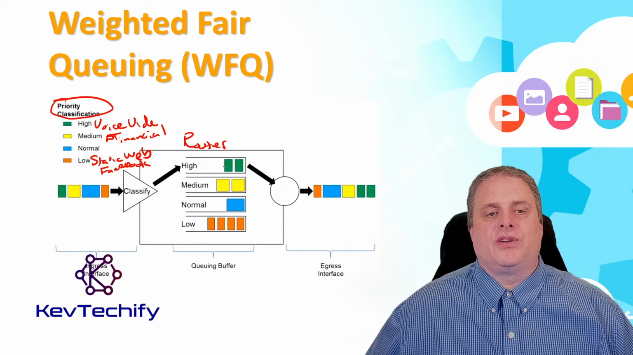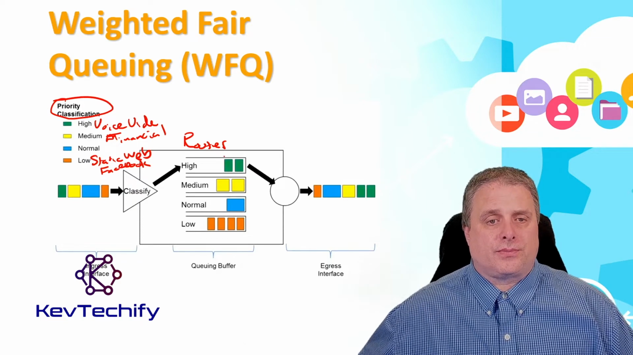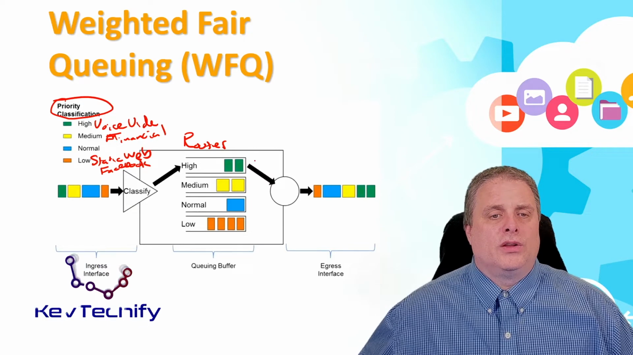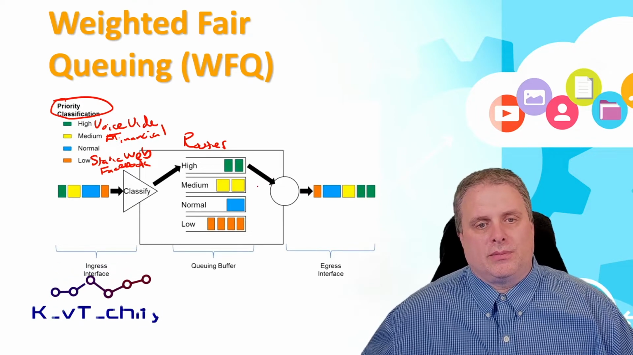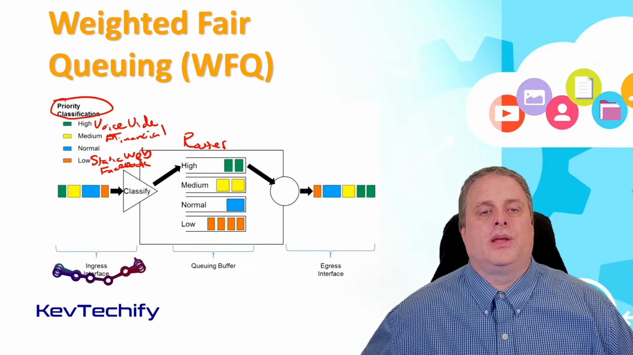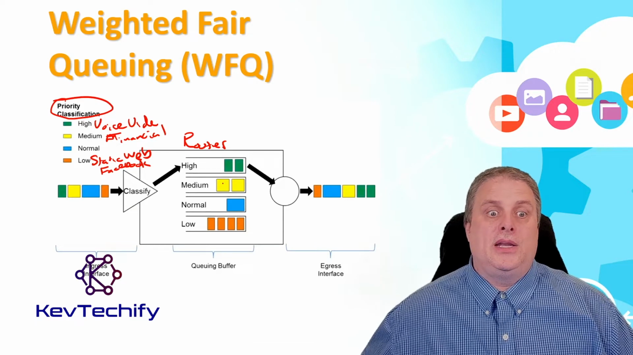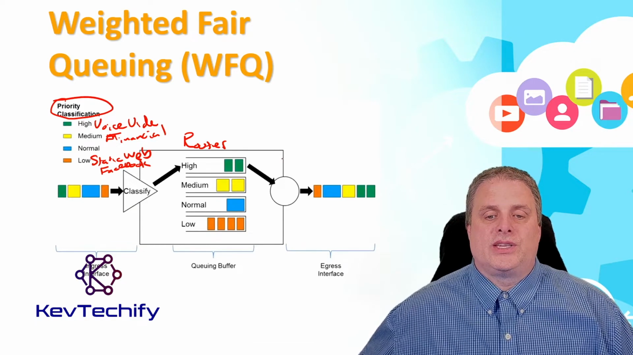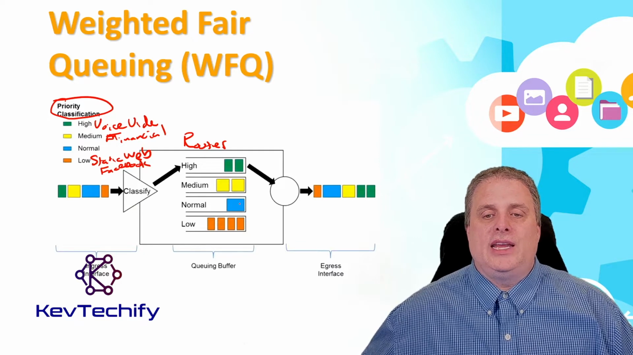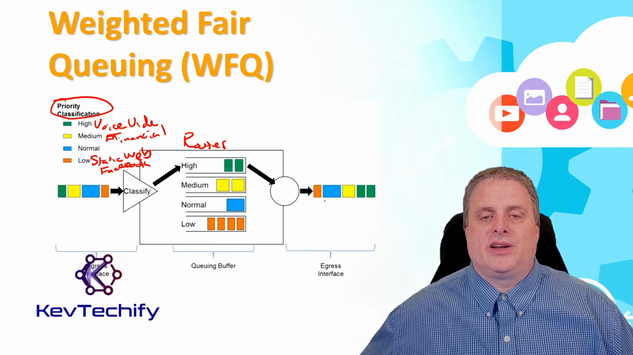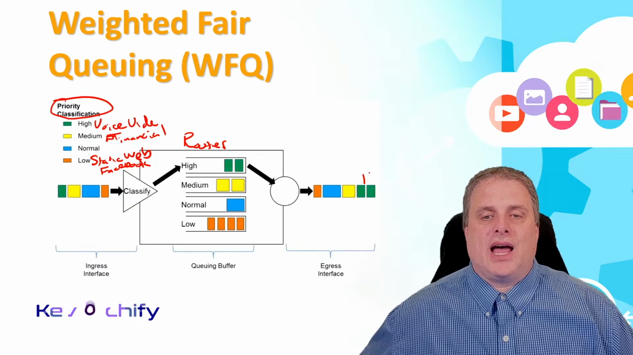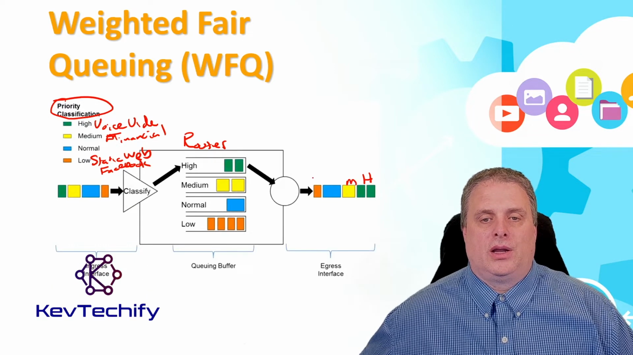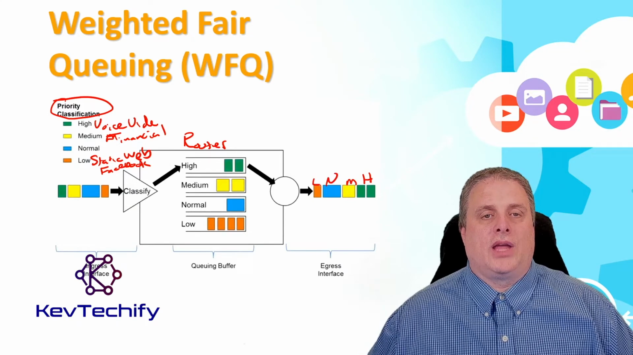As long as there's stuff in it, we're going to take high priority. That'll come out first. When there's nothing in the high priority, then we take the medium. When the high and the medium are empty, then we take the normal. And then when the high, medium, and normal are empty, we take the low out. And if we see the data going out, our egress interface, we can see that this was the high priority here. That came out first, then our medium priority. Then the normal, then the low came out.